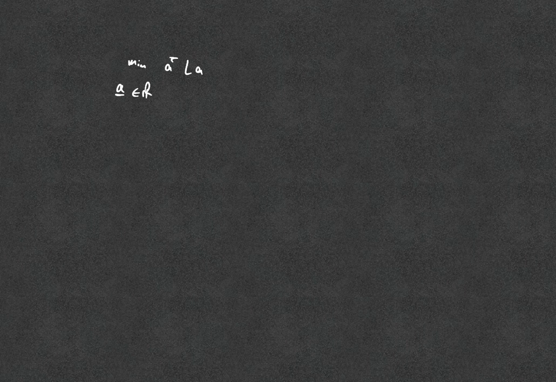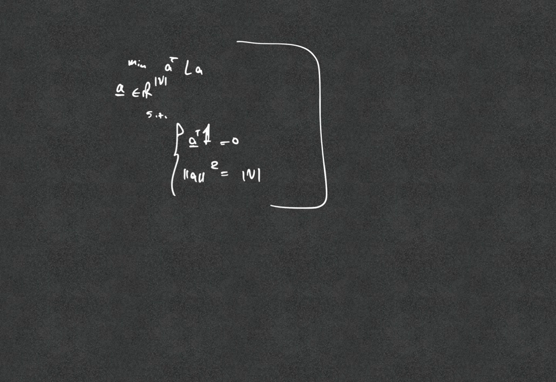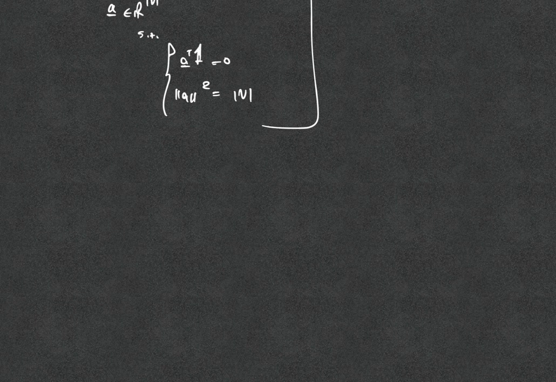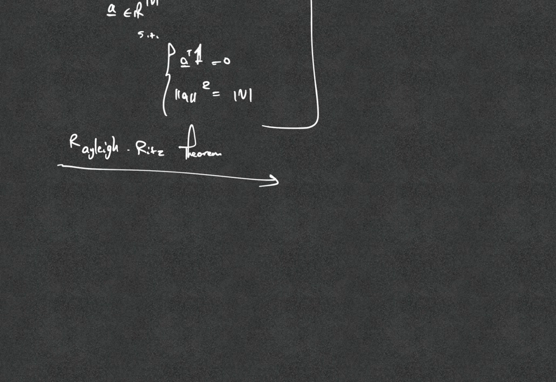This time we want to pick A such that this is 0. So this time we want to solve this one. And the solution to this, based on the Rayleigh-Ritz theorem, is going to be the second smallest eigenvector of L.